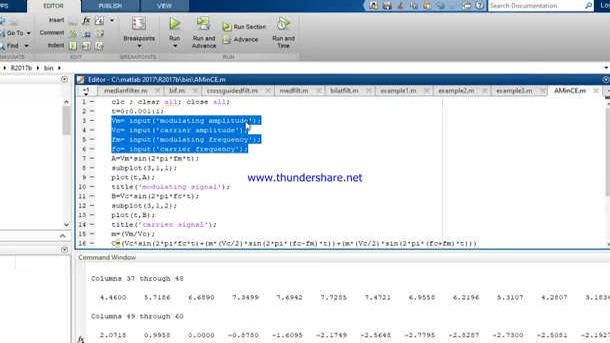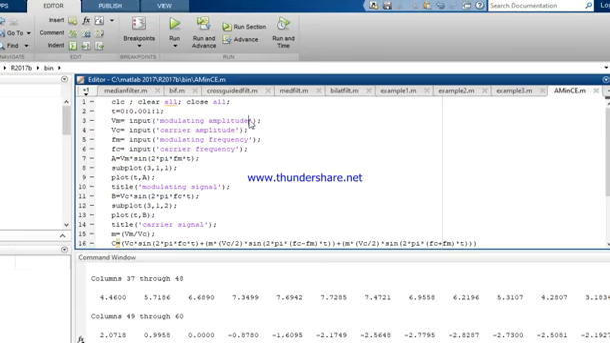Vm we can assume as input of modulating amplitude, Vc as input of carrier amplitude, Fm as input of modulating frequency, and Fc as input of carrier frequency. In single inverted comma, whatever you want to put, it should be visible while we run the program.